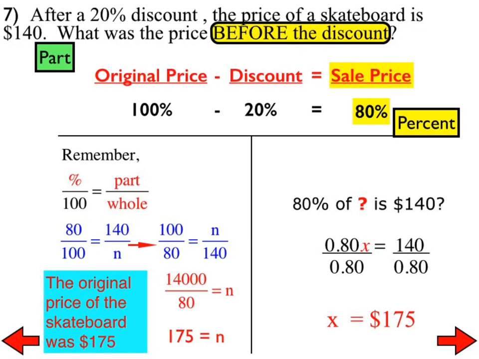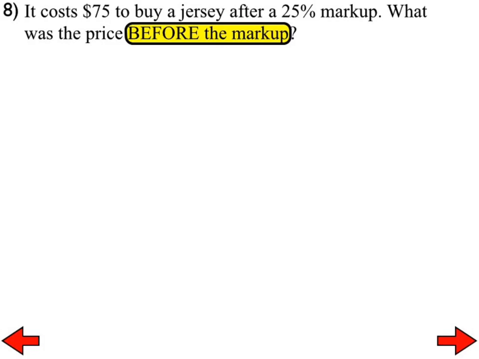Okay? All right, I would like everybody to try number 8. I don't care what method you use. In number 8, it costs $75 to buy a jersey after a 25% markup. That $75 is after the markup. Therefore, it is the part. And if you had written down that proportion in words that I had asked you to write down, it would have been very clear. We are trying to find the price before the markup. Therefore, we are finding the whole.